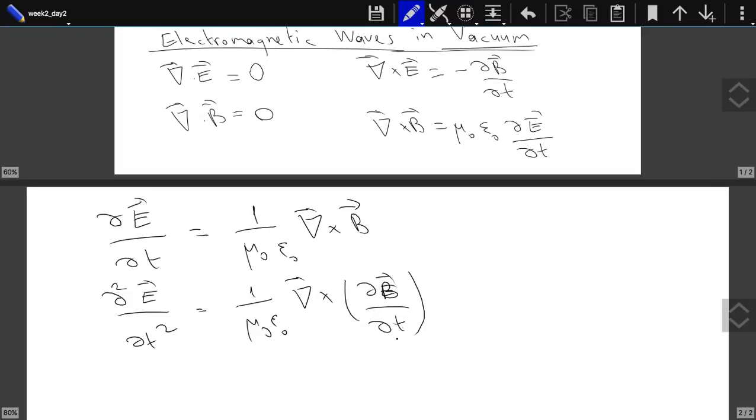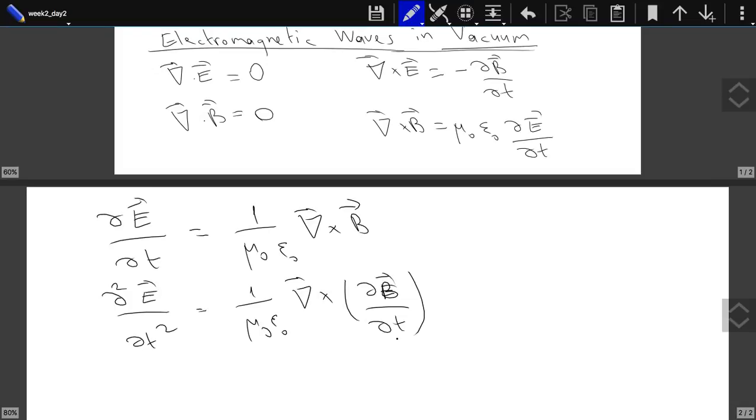I just took the time derivative of this equation. The time derivative of the left-hand side is the second derivative of the electric field. The time derivative of the curl of B is nothing but the curl of the time derivative of B. Now what I'm aiming at is to obtain an equation that contains only the electric field and no magnetic field. So I have to write that B field in terms of the electric field if I am to obtain some wave equation for the electric field.